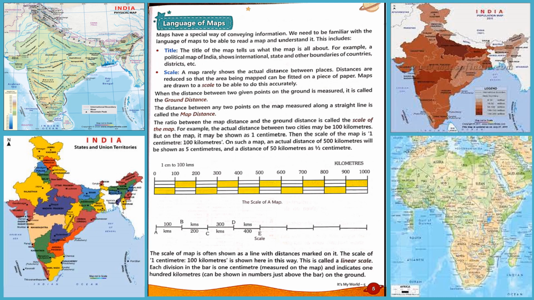Scale. A map rarely shows the actual distance between places. Distances are reduced so that the area being mapped can be fitted on a piece of paper. Maps are drawn to a scale to be able to do this accurately. When the distance between two given points on the ground is measured, it is called the ground distance. The distance between any 2 points on the map measured along a straight line is called the map distance. The ratio between the map distance and the ground distance is called the scale of the map.